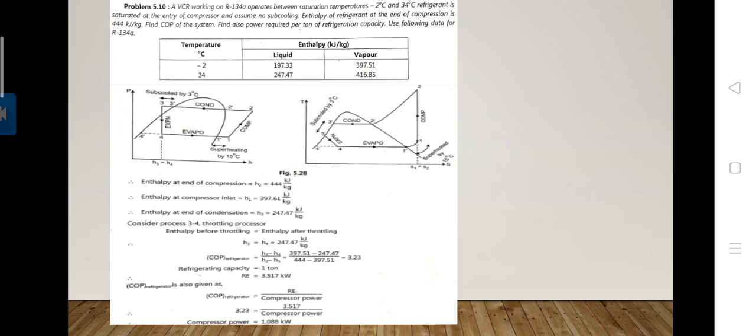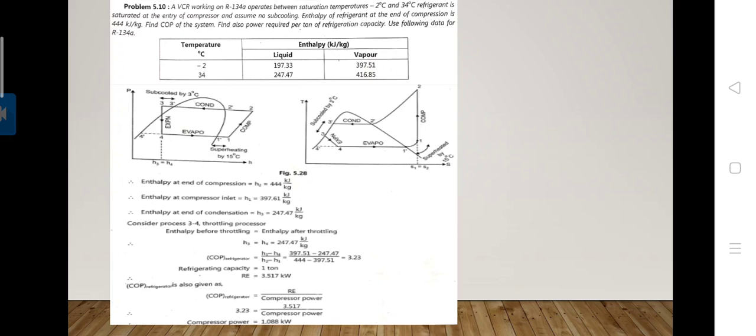At 34 degrees centigrade, because when the refrigerant goes through the compressor, its temperature increases from -2 to 34 degrees centigrade. At the liquid stage, for 34 degrees centigrade, at the end of condensation, H3 is equal to 247.47 kilojoule per kg.